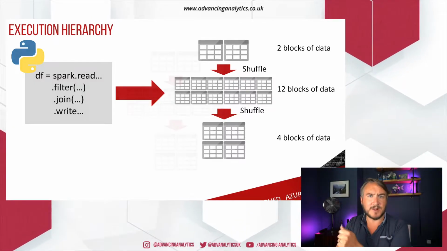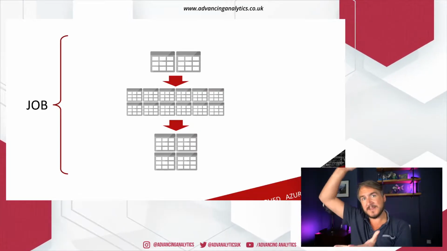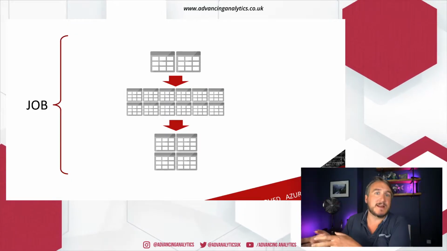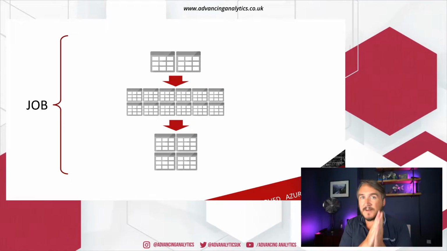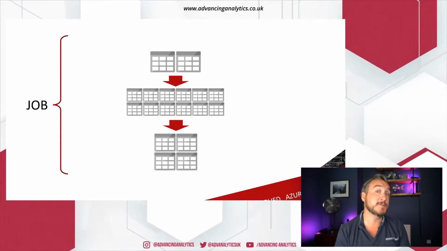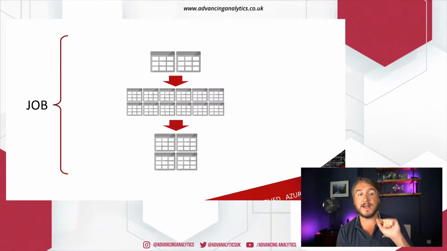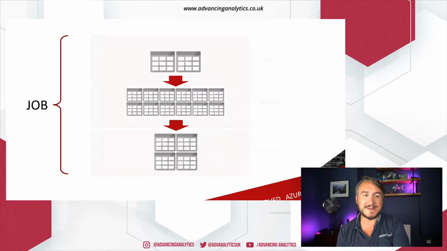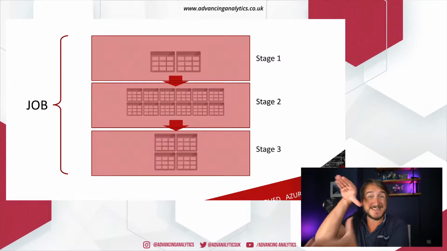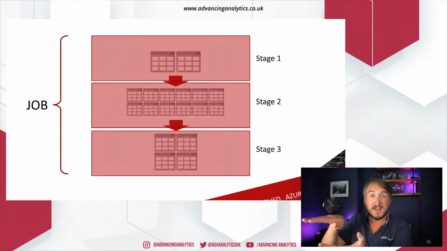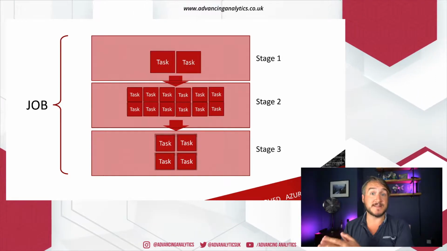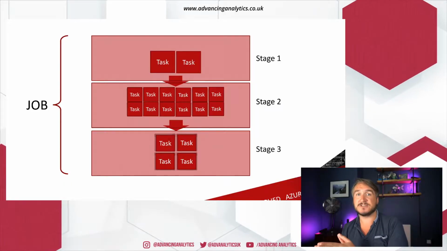And there's a few bits of terminology in there. This whole thing is a job. If I hit run on an action, like dataframe display or dataframe.write, that's going to trigger a Spark job or multiple Spark jobs depending on what I'm doing. And that's going to result in some kind of activity. A job is broken up into these things called stages. Each time there's a shuffle, it's a new stage with a new number of tasks, which represent the amount of blocks of data that need processing inside that particular stage.